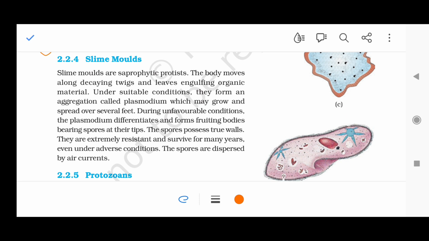So the important thing here is that under suitable conditions they form an aggregation called plasmodium, which may grow and spread over several feet. During unfavorable conditions they form fruiting bodies which bear spores and they have true walls. The spores are dispersed by the air currents.